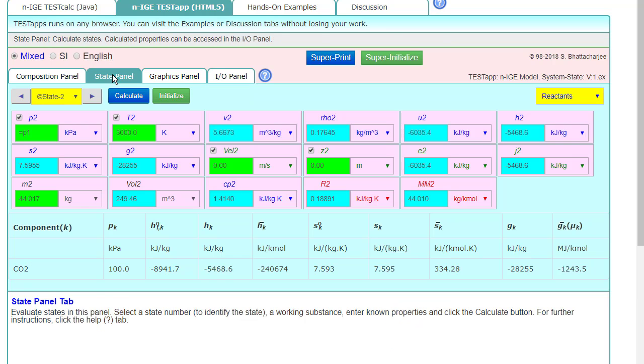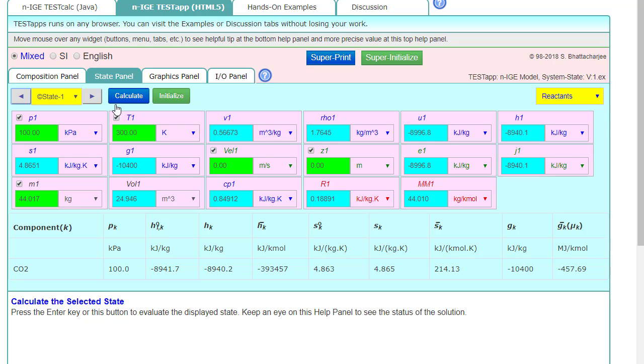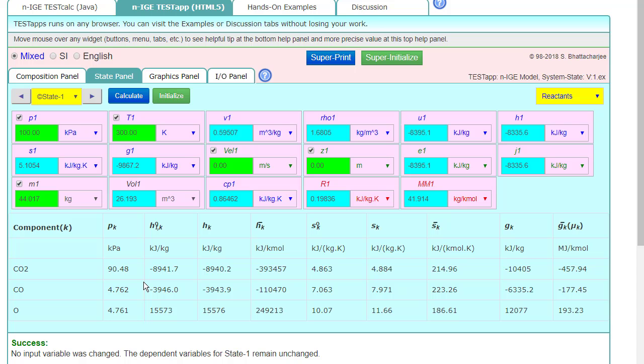Go back to the state panel and we'll recalculate. So for composition B at 300 Kelvin, we get negative 9,867 for the Gibbs function, whereas with composition A, we got about negative 10,400. So for the temperature of 300 Kelvin, composition A is more likely because it was lower. The Gibbs function was lower.